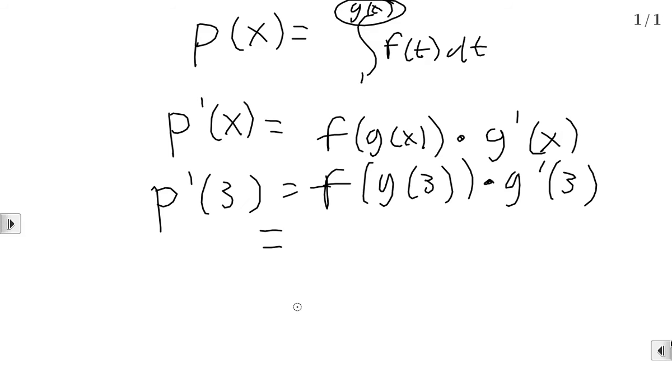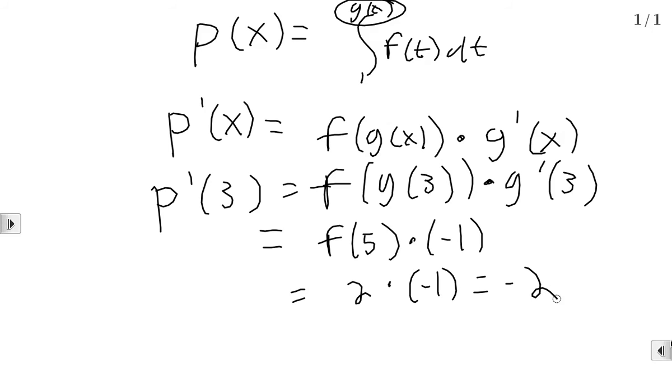Okay, so let's see here. F of g of 3. Well, g of 3 is 5, so that means f of 5. And then g prime of 3 is -1. f of 5 is 2, so this is 2 times negative 1. It's negative 2. All right. In this question it looks very complicated. The only thing that was actually tough was just remembering that you plug the function in for t and don't forget to chain on the derivative of that function. If you do that, there's no other step that's actually going to mess you up as long as you have the guts to try.